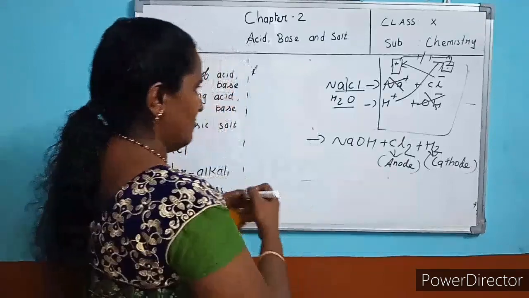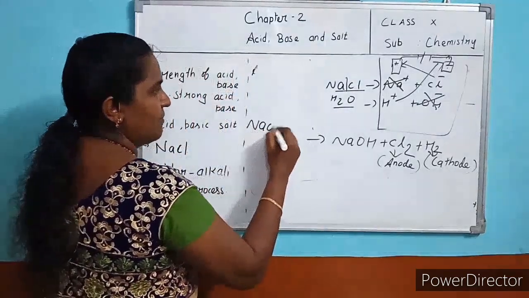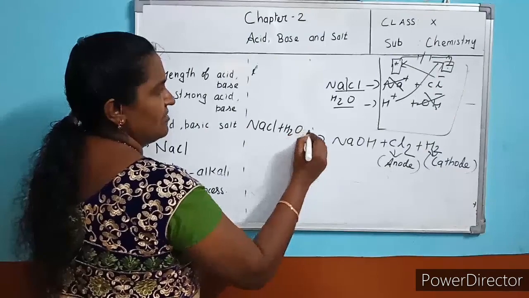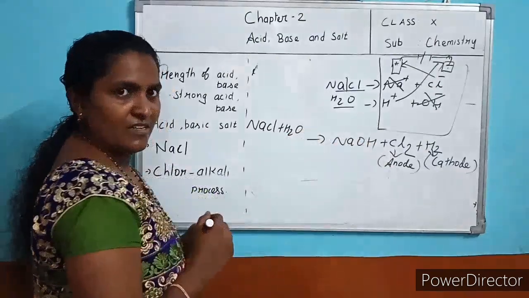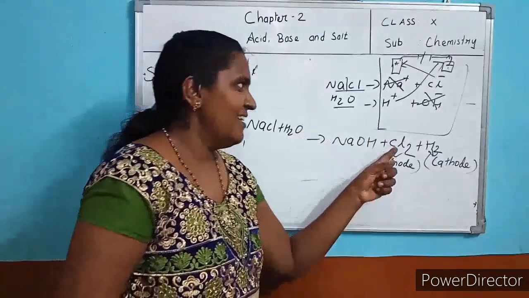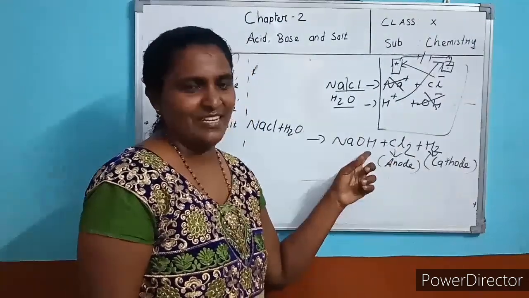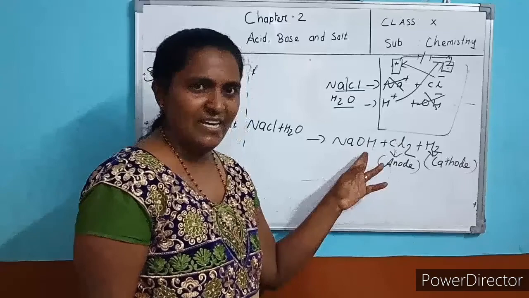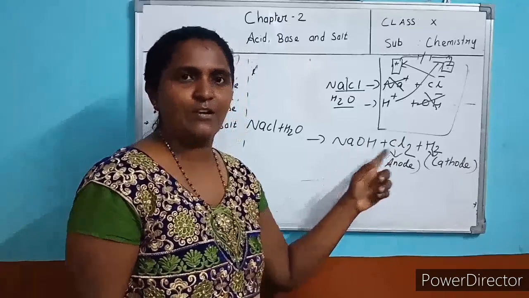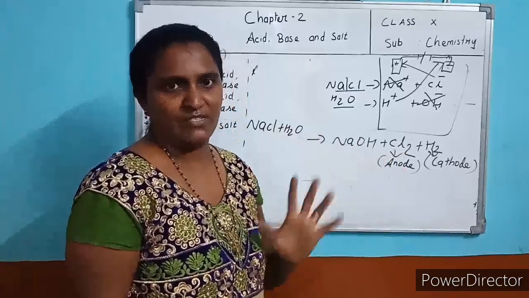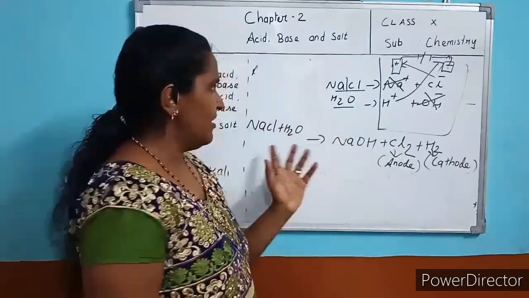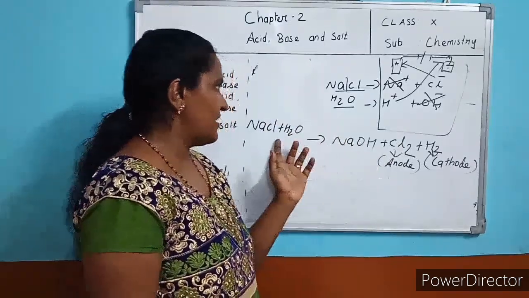Understood? And once again the equation is like that, NaCl plus water. The product is this one. Why is it chloralkali? Chlorine along with alkali is produced. So the process is called the chloralkali process. Don't confuse. You add it and the product is NaOH.